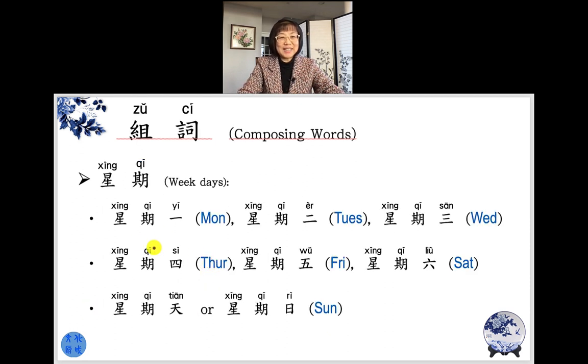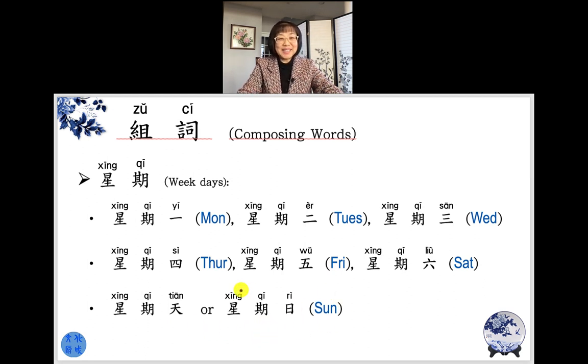Here's the answer. 星期一 is Monday. 星期二, Tuesday. 星期三, Wednesday. 星期四, Thursday. 星期五, Friday. 星期六, Saturday. 星期天, or 星期日, Sunday. For these two, 星期天 is a little bit informal. So in oral speaking, you say 星期天 all the time. But if you want to be a little bit more formal, you can say 星期日. Usually in writing, 星期日. So they're both Sunday.